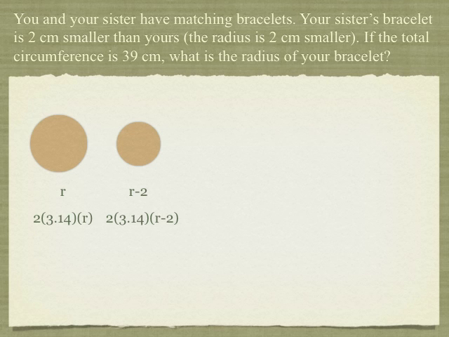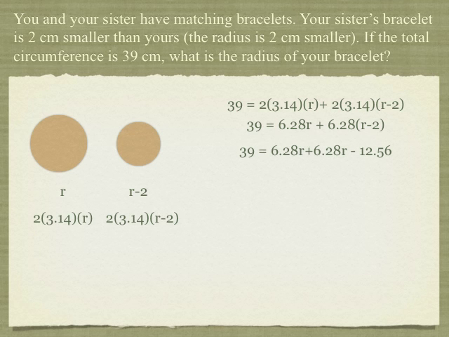It says the total circumference is 39. Total means add them together. So 39 equals my circumference plus her circumference. And now we'll just simplify and solve. 2 times 3.14 is 6.28. Now I need to distribute. So I have 39 is 6.28r plus 6.28r minus 12.56. Combine like terms.